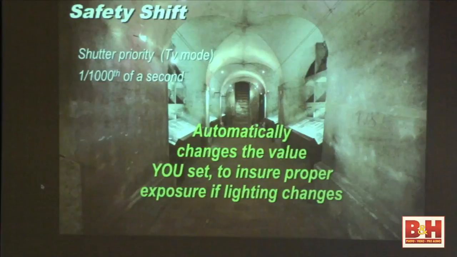Safety shift is going to step in when you fail to make those changes and make them for you. If you're in shutter priority, if it needs to, it'll change the shutter speed to give you a proper exposure. If you're in aperture priority, it'll change the aperture. So in a case like this, it might lower it down to like a 30th of a second. As soon as you go back outside, your thousandth of a second would return to you.